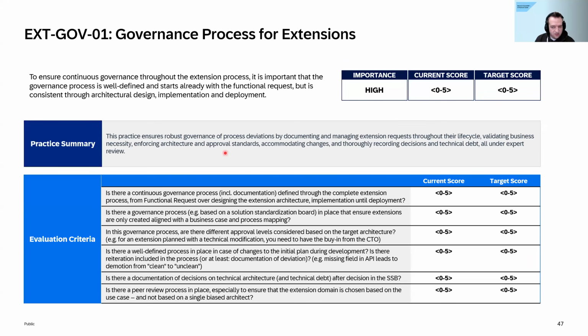Then we have some nasty questions. If you say, hey, I'm a 5 out of 5 in there, I would then say, nice. So for you, a continuous governance process, including documentation, is defined, and it's coming from the request over the architecture and implementation until deployment. And there is a governance process, and then you have maybe different approval levels in that. And how do you track changes?